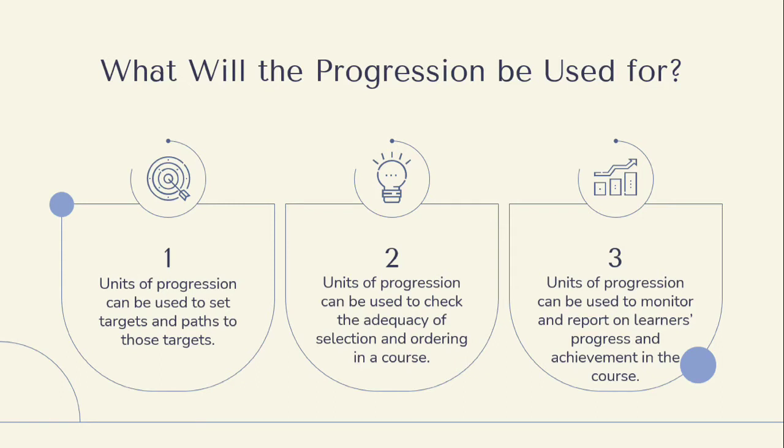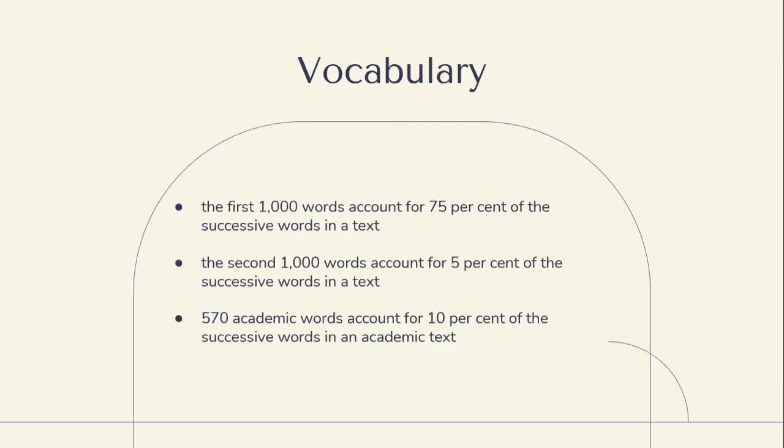And then, what will the progression be used for? Units of progression can be used for a variety of purposes. First, units of progression can be used to set targets and paths to those targets. Second, they can be used to check the adequacy of selection and ordering in a course. And the last one, they can be used to monitor and report on learners' progress and achievement in the course. So let's now look briefly at the units of progression to see what information is available to guide the choice and sequencing of the items.